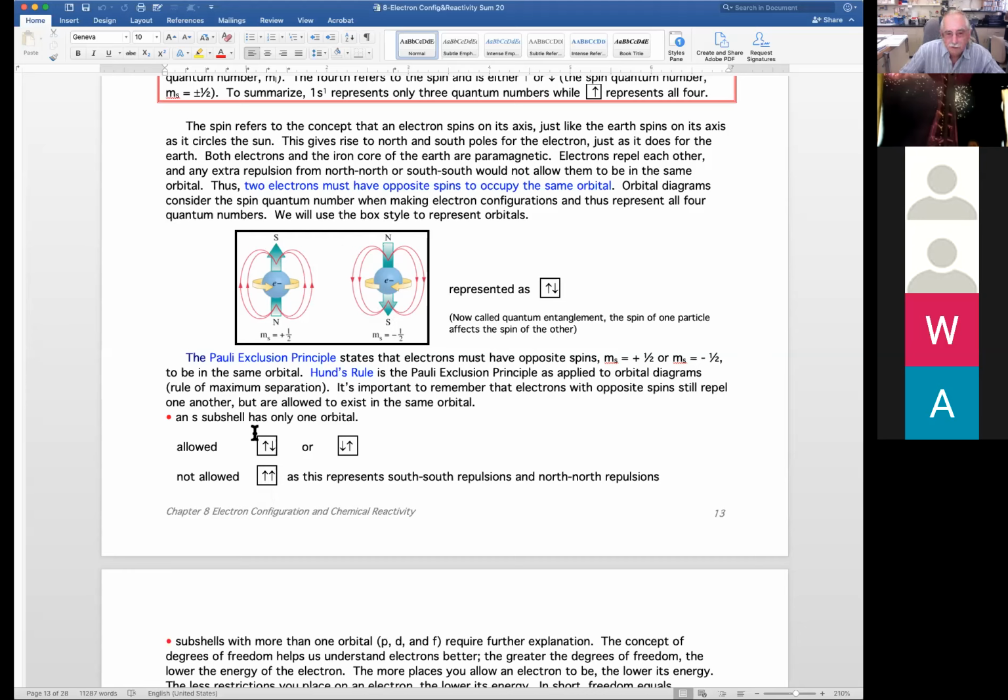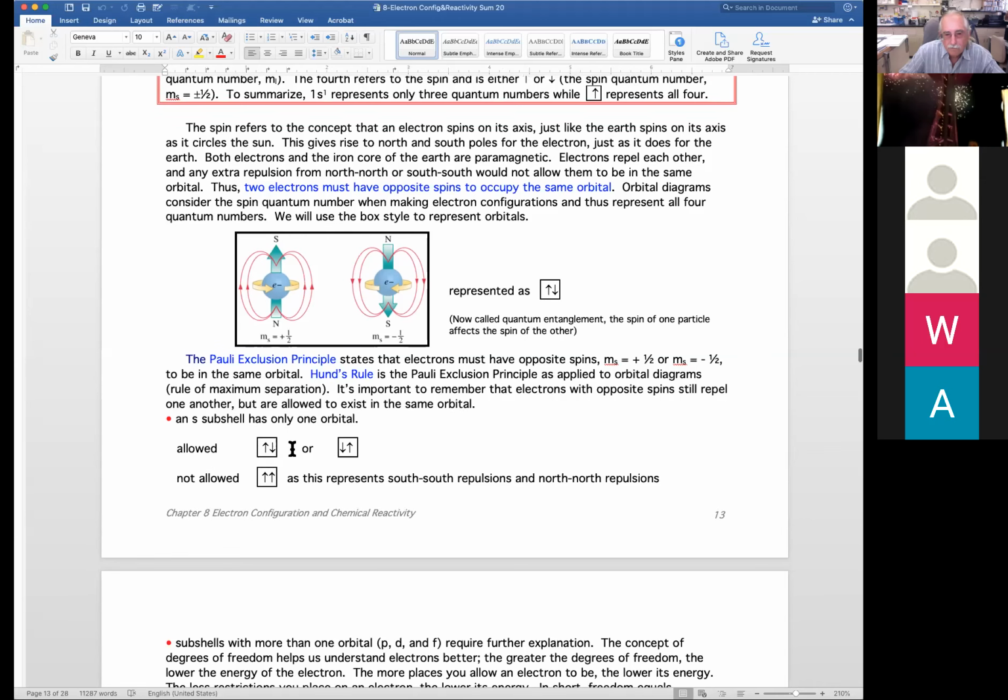Now, does this mean that electrons are attracted to each other? No, they're repelled by each other. They're going to be as far apart as possible. But this represents so much more repulsion, such a higher energy, that they won't be allowed to stay in the same orbital. So this is not allowable. Okay? That's fine. That's fine. That's not good.